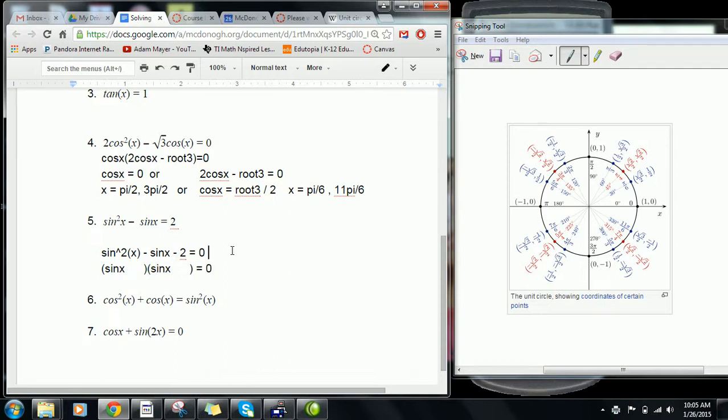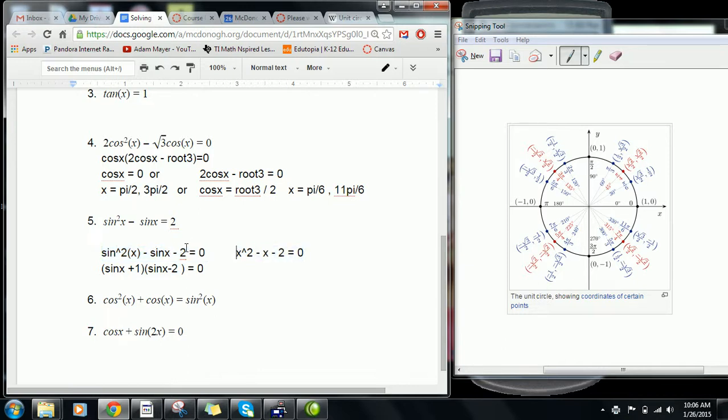This is very similar to x squared minus x minus 2 equals 0. So I would ask you, how would you factor this particular quadratic? Well, you're looking for two numbers that multiply to be negative 2 and add to be negative 1, so that's going to be negative 2 plus 1. So this is quadratic not in terms of x, but in terms of sine of x. I've factored this trigonometric quadratic in the same way I would factor this polynomial quadratic.